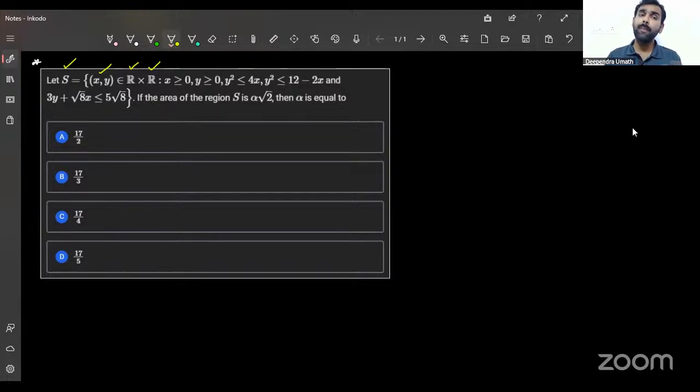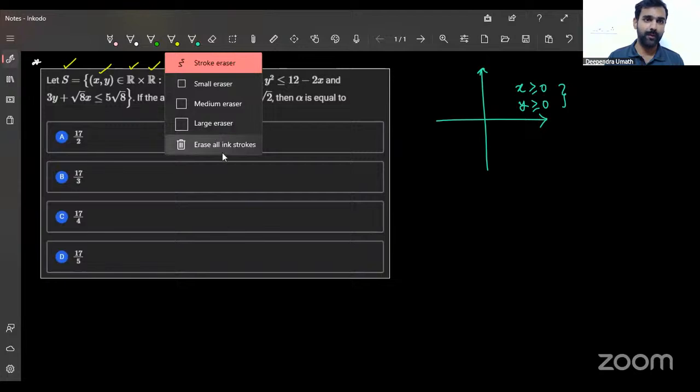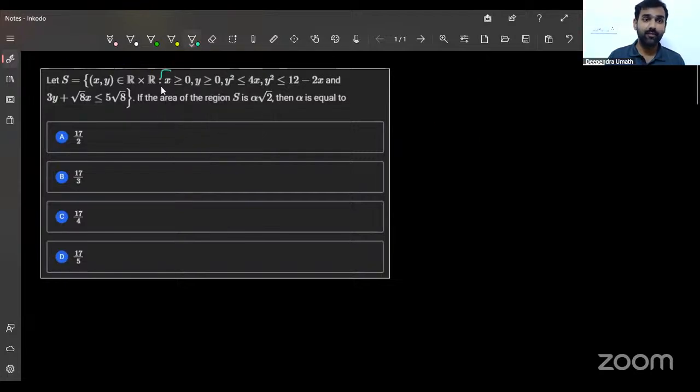Apart from coordinate geometry, if you look more closely, you are also given that x is greater than or equal to 0, and y is greater than or equal to 0. On the x-axis and y-axis, if somebody says x is greater than or equal to 0 and y is also greater than or equal to 0, it clearly implies that they are talking about the first quadrant. So far, all I can assess is that there is going to be some graph-like structure, and they are restricting you to the first quadrant only.